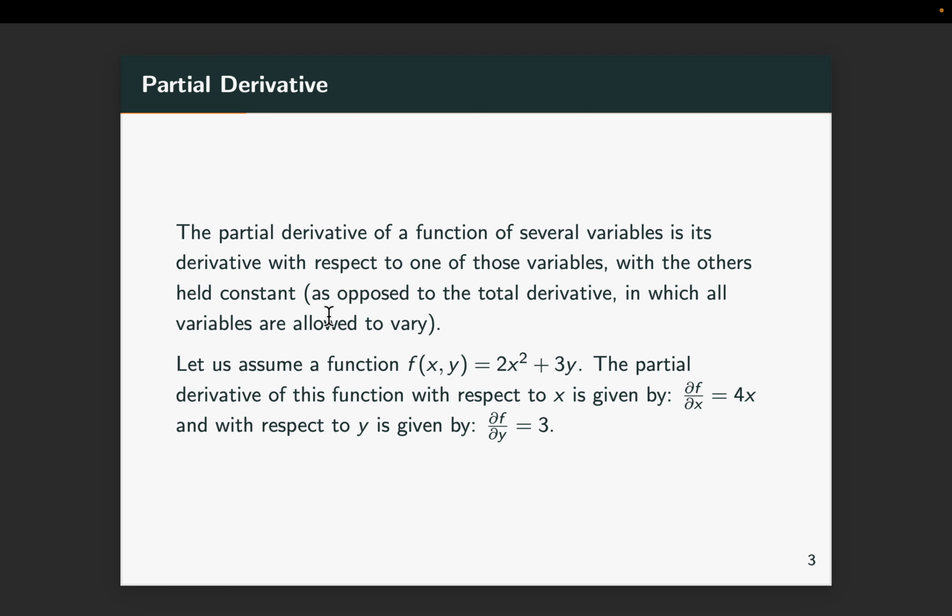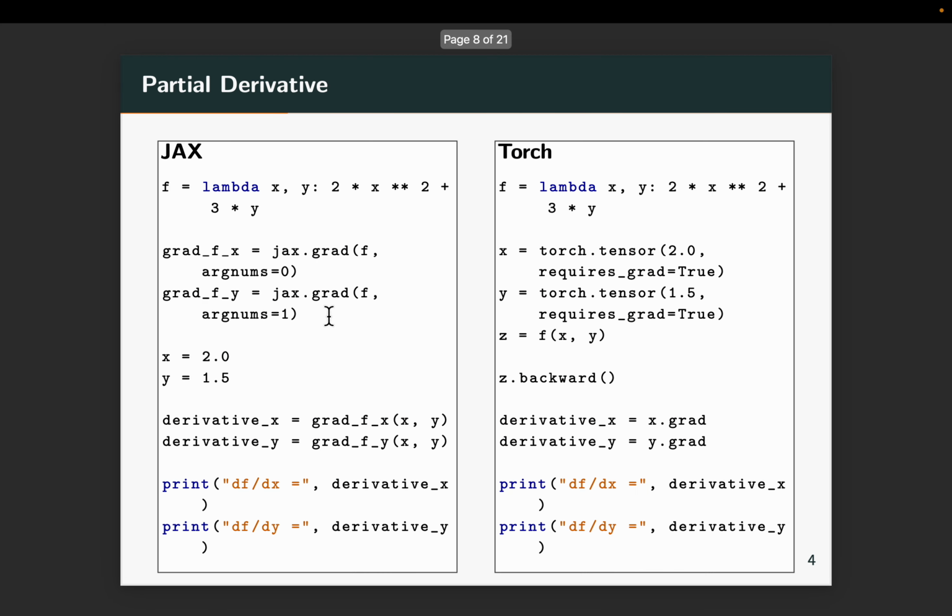Partial derivative, we all know the term. This is the derivative with respect to a specific input. Let's say we have a function of two inputs, 2x squared plus 3y. We can find the derivative with respect to x, which is the derivative of 2x squared, which is 4x, and the derivative with respect to y, which is the derivative of 3y, which is 3. These two are the partial derivatives. If we were to write these in JAX and Torch, in JAX we can write grad f x, grad f y.